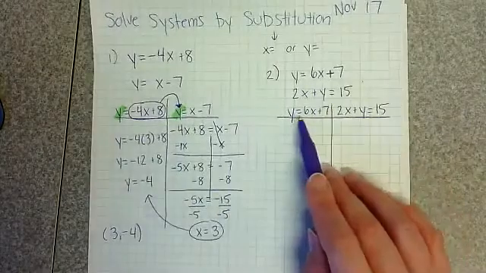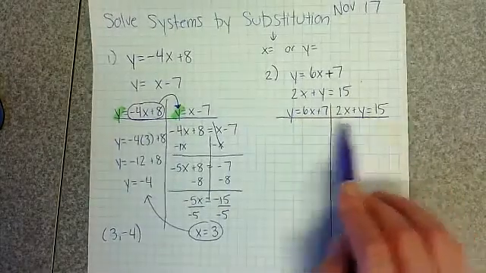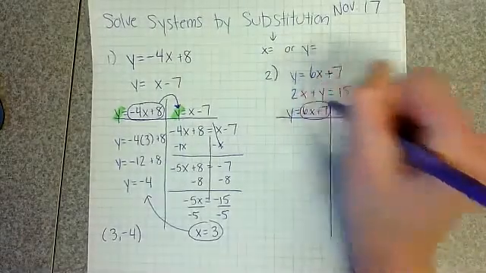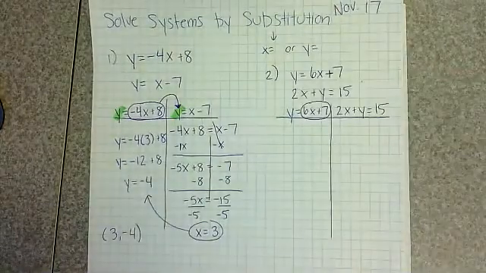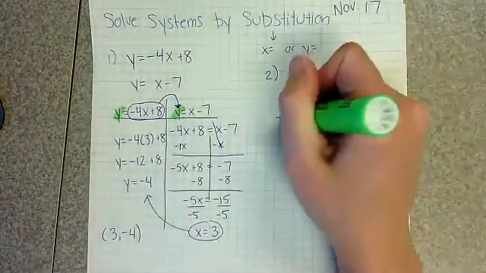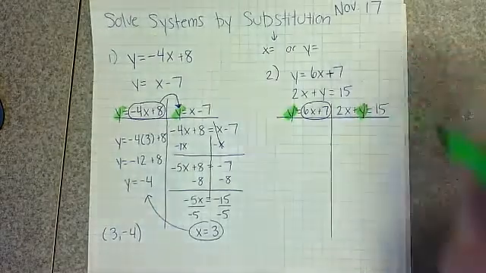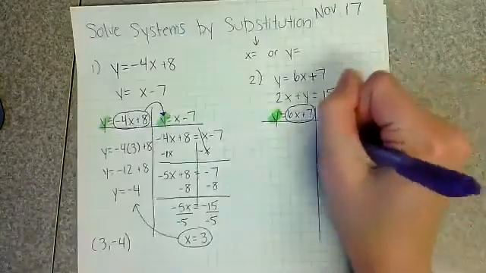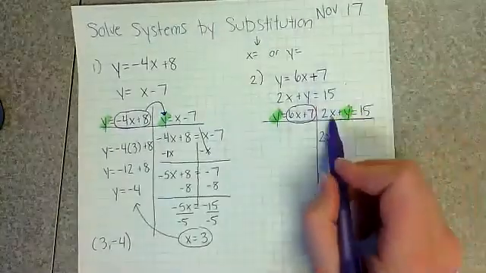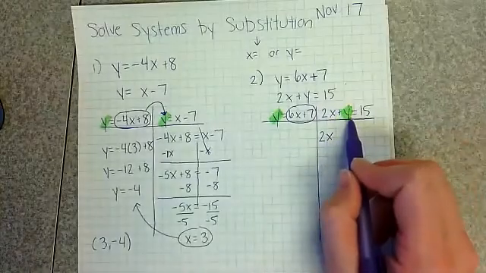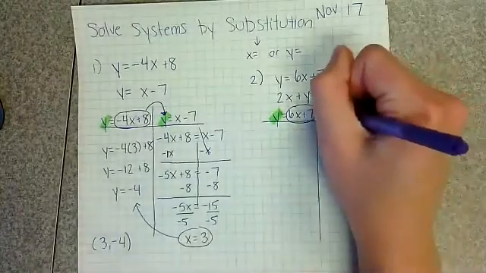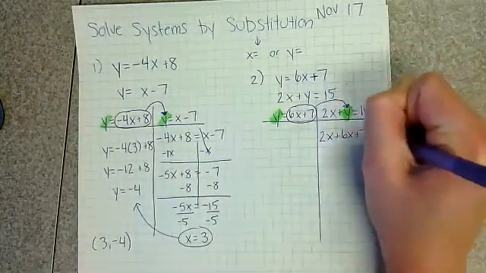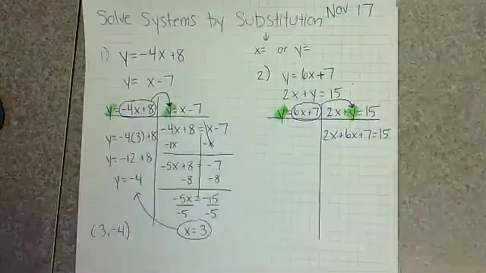So I'm going to put my y equals equation first again. Just write out my two equations. Circle my y equals. And then because it's y, I'm going to substitute it in for y. So 2x, because that doesn't change. The only thing that's changing is what's going in for y. So y is going to become this. So plus 6x plus 7 is equal to 15.